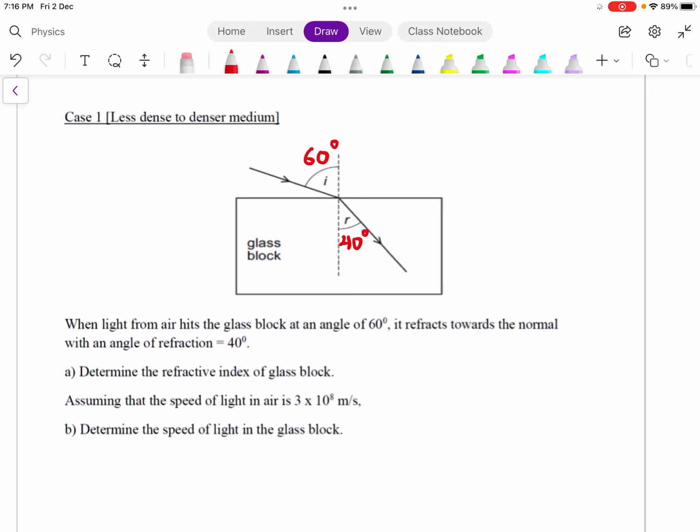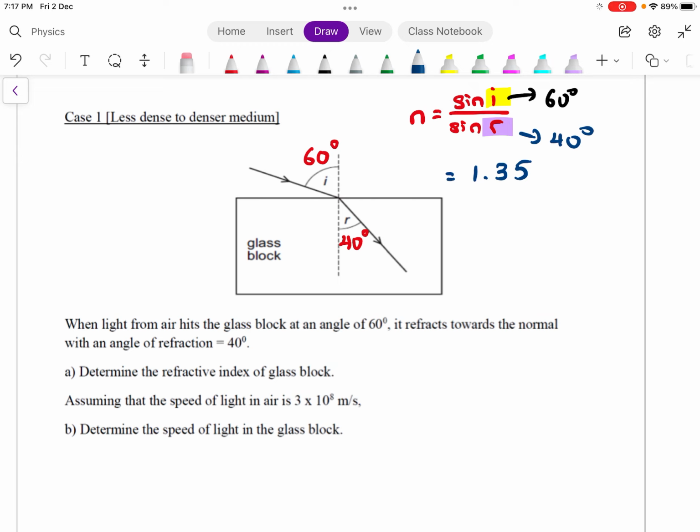Let's look at what we are given. We are given the angle, so we must use the first formula: n equal to sine i over sine r. My i is 60 degrees, my r is 40 degrees. If you calculate, you should get roughly 1.347, or 1.35. That is the refractive index of the glass block.